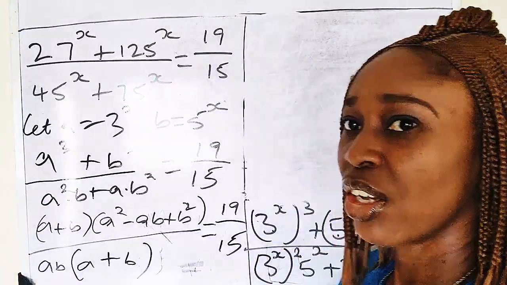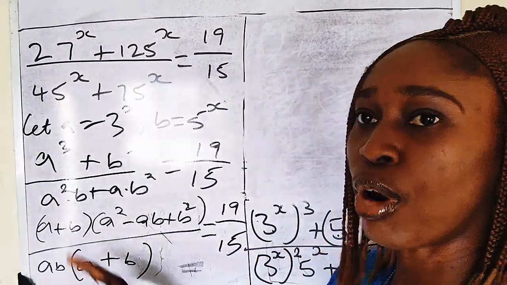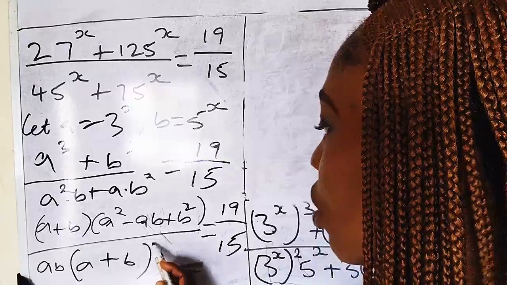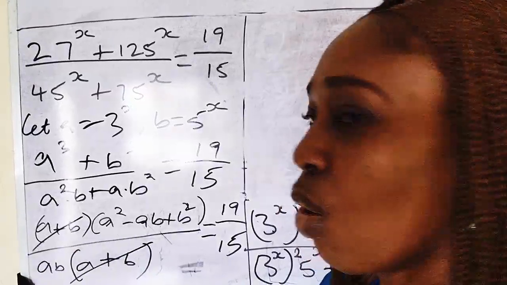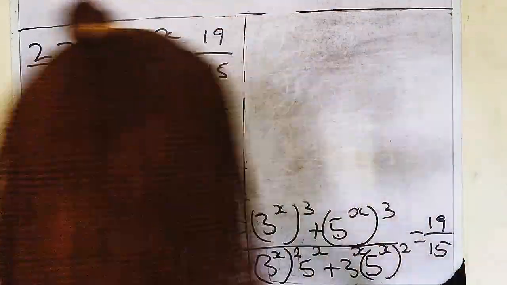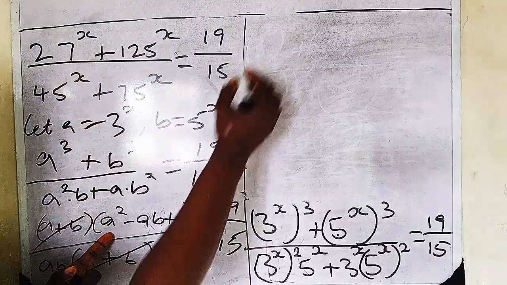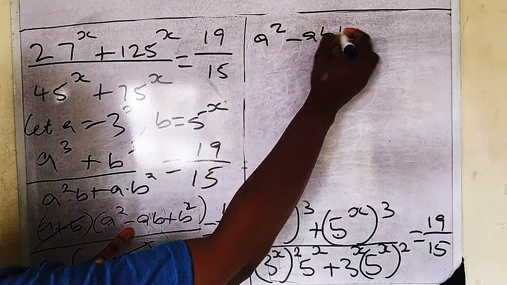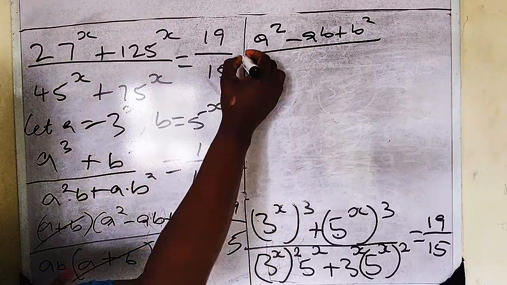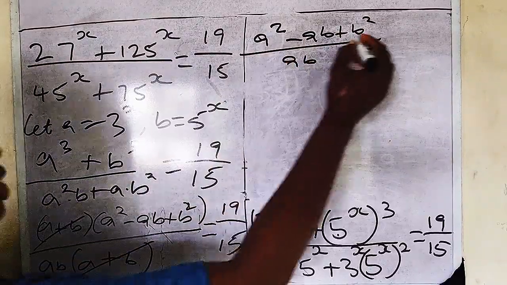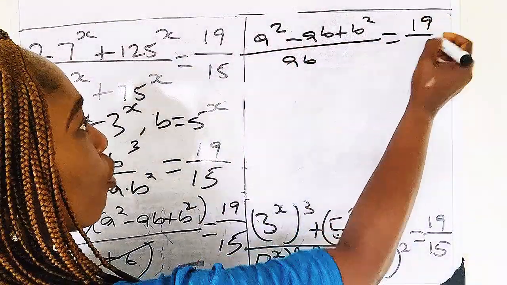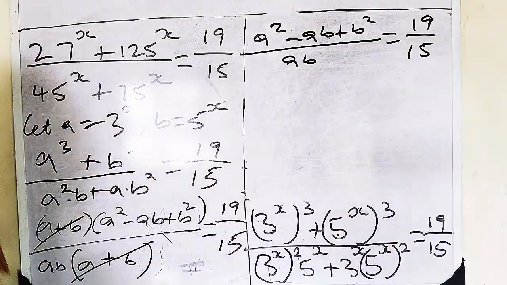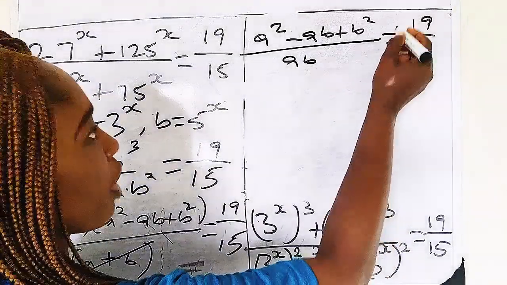In this case, you find out that A plus B is common both in numerator and denominator, so they cancel each other. What we now have left is going to be equal to A squared minus AB plus B squared all over AB, still equal to 19 over 15. Going forward, we cross multiply.